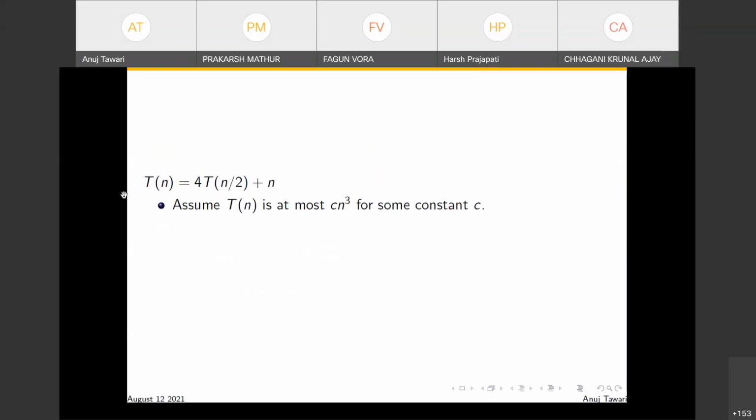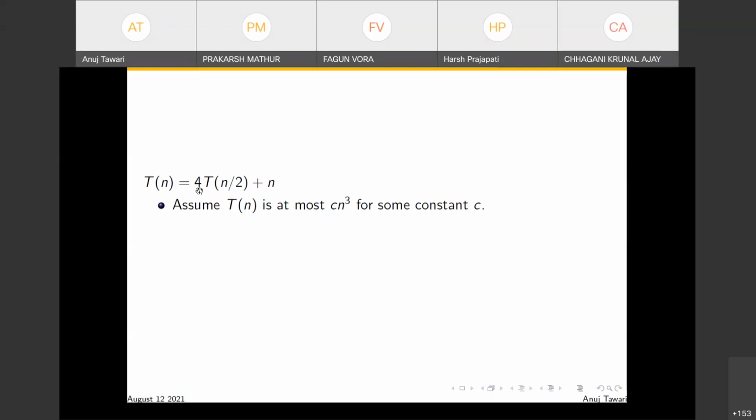So last class in integer multiplication, I showed you this recurrence T(n) equal to 4T(n/2) plus n. And I think we saw the solution also, which was order of n square. So let's say you make a bad guess. We say that T(n) is order of n cube. Assume that T(n) is at most some c times n cube for some constant c.